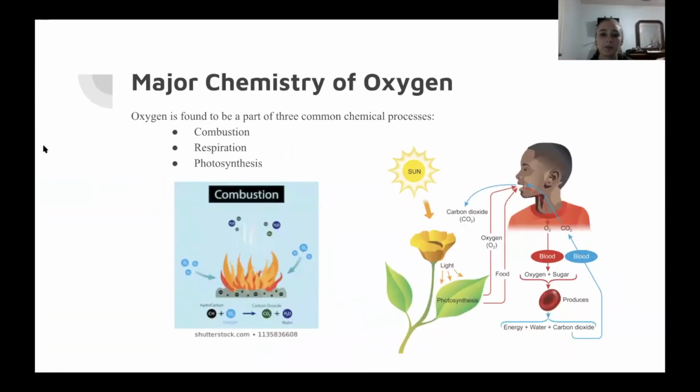And then the major chemistry of oxygen. Oxygen is found to be part of three common chemical processes. Combustion, where oxygen is utilized as a reactant in combustion reactions, and O2 is a highly flammable gas. And then respiration, which happens on a cellular and a molecular level, with cell respiration and lungs using oxygen to replenish red blood cells with fresh oxygen to take to other cell systems in the body.